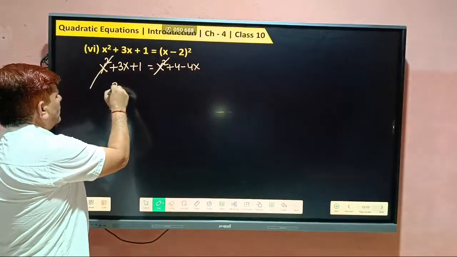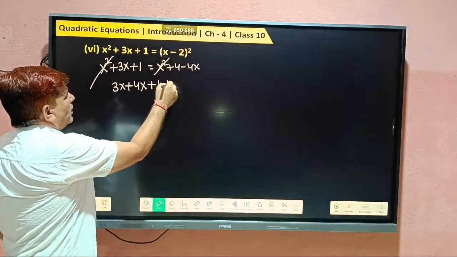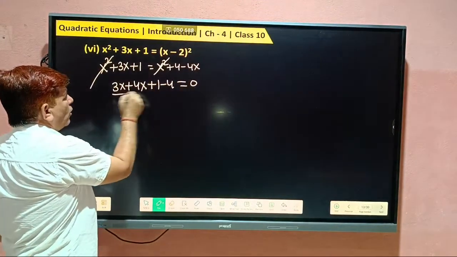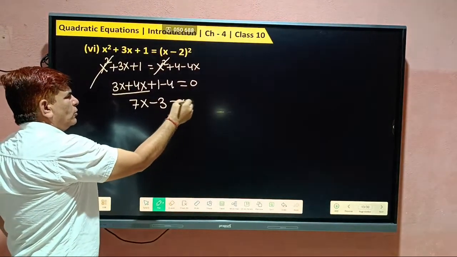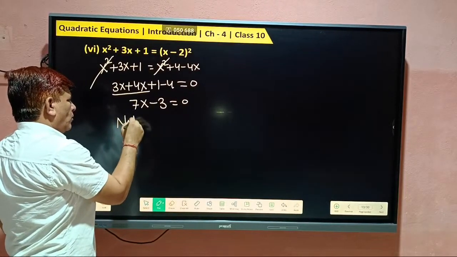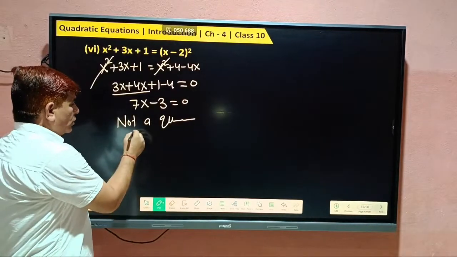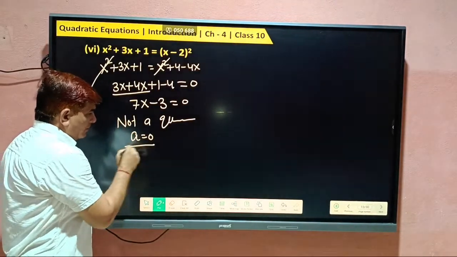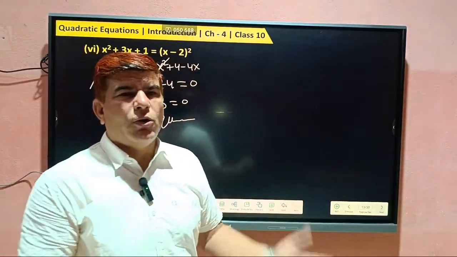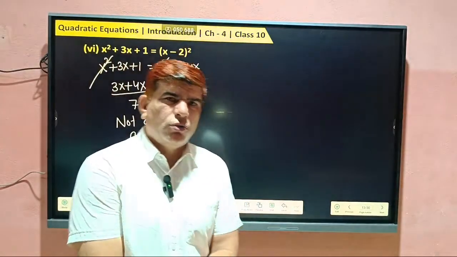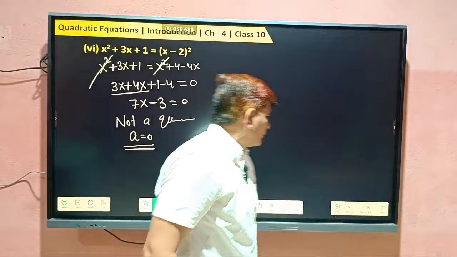So 3x plus 4x plus 1 minus 4 equal to 0. How much is this? 7x minus 3 equal to 0. So not a quadratic equation. Why? Because a equal to 0 here. Or in other words, we can say its highest power of the variable is not 2. So in any way you can say that, depends on you.